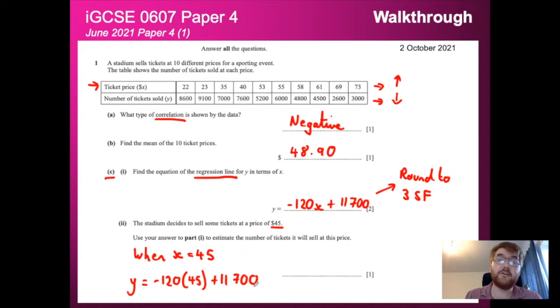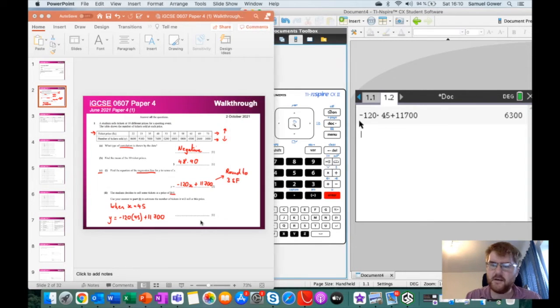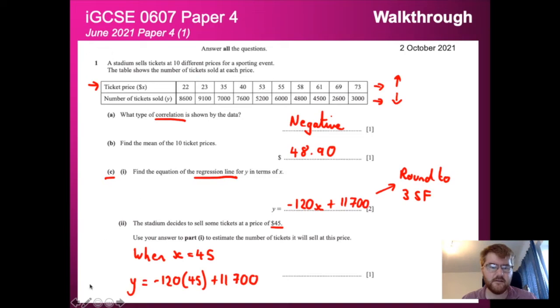And I'm going to go over to my calculator and type it in. So minus 120 times 45 plus 11,700. And then we get our final answer of 6,300. So again, you can just use your calculator for this step here. We're going to type this back in, the 6,300.